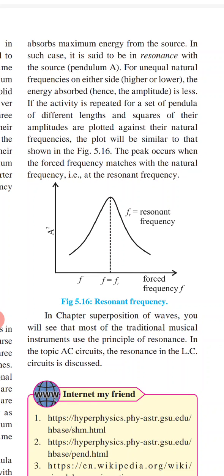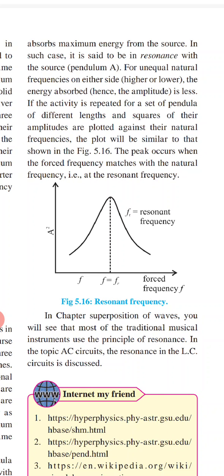If the activity is repeated with a set of pendula of different lengths, and the squares of their amplitudes are plotted against their natural frequency, the plot will be similar to that in figure 5.16. The peak occurs when the force frequency matches the natural frequency. Force frequency is nothing but the applied frequency. When the applied frequency equals the natural frequency, we call it the resonant frequency. See this graph of amplitude squared versus frequency. The dotted line at its top indicates the resonant frequency.